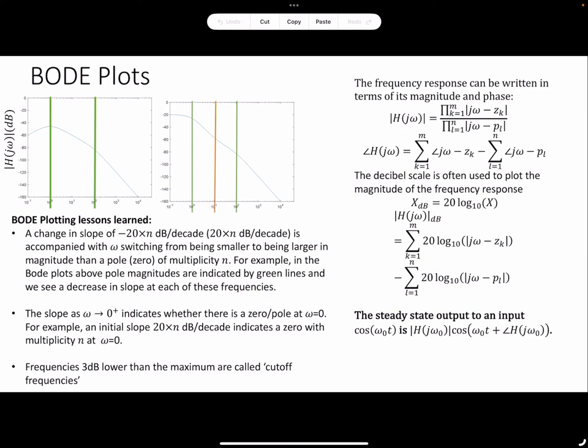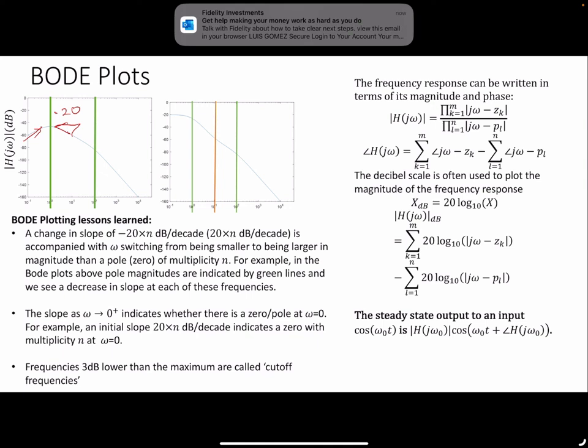Bode plots, so just remember, if you have a 0 at 0, depending on how many, you're going to start with a positive slope. Each time you cross a pole, your slope decreases by 20 decibels per decade, or it moves by negative 20 decibels per decade. And every time you cross a 0, it increases by 20 decibels per decade.